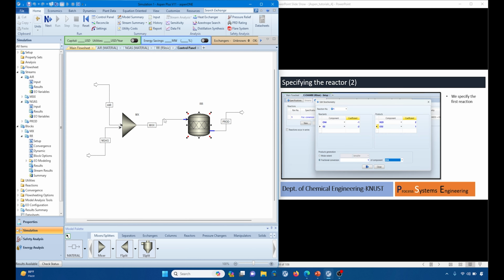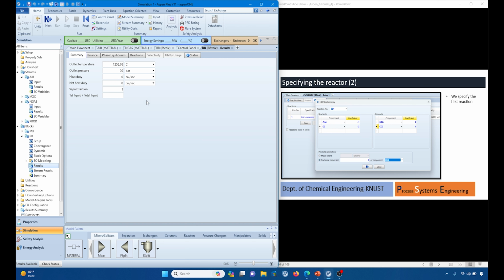Anyway, we check, results are ready. So we go to the block results first, and you see the outlet temperature of the reactor is 1,256 degrees Celsius, thereabouts. And that is as a result of the amount of heat generated due to the exothermic nature of the reaction.